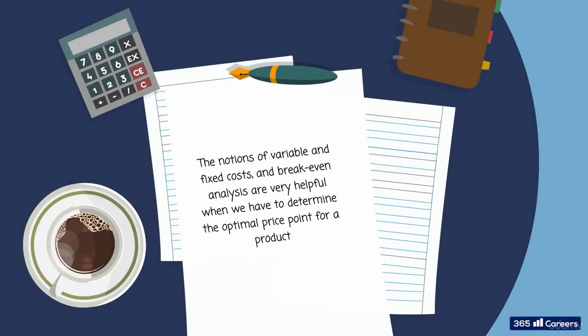If the cinema theater sells 10,000 tickets or more, it won't lose any money. If it sells less than 10,000, it will lose money. The notions of variable and fixed costs and break-even analysis we showed here are very helpful when we have to determine the optimal price point for a product. These are the tools that would allow us to improve our decisions in terms of target volume sold and pricing.